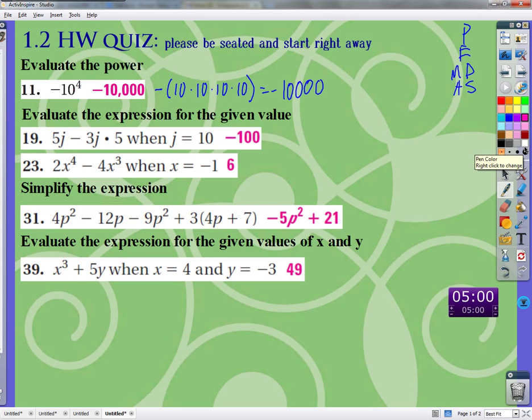All right. So now we're going to evaluate an expression. What does it mean if I want to evaluate this expression when j is 10? What steps do I go through? You substitute the 10 for j. 10 for every j that you see, you put a 10 in that place, and you see what happens. 5 times 10 minus 3 times 10 times 5. And so that there isn't any confusion, we've all agreed that we would use this PEMDAS thing with multiplication and division from left to right and addition and subtraction from left to right.